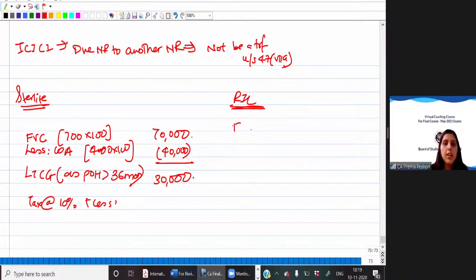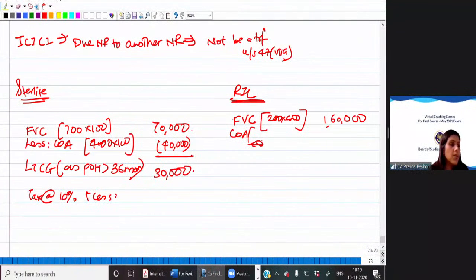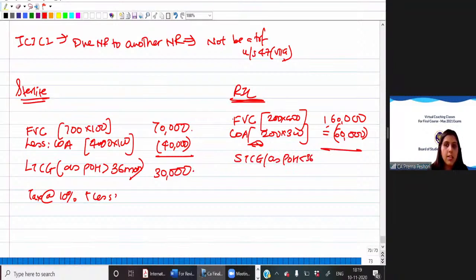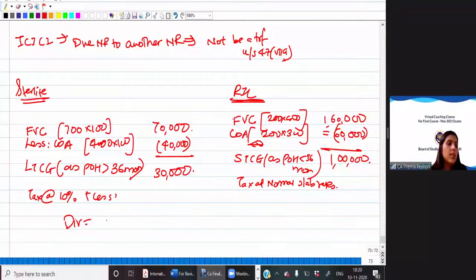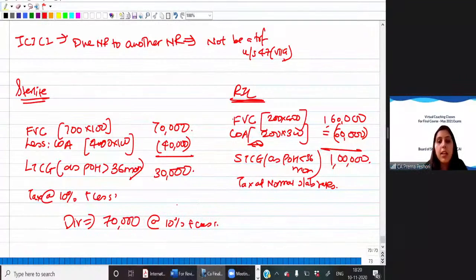What will be the case of Reliance? Reliance, what will be the full value of consideration? Again, it is transferred to a resident, right? So how many shares are sold? 200 into 800, 1,60,000. Cost of acquisition is 300, right? So that will be 60,000. And this will be the short-term capital gain as period of holding is less than 36 months. This will be 1 lakh. Clear? And this will be taxed at normal slab rates. Dividend of 70,000 at the rate of 10% plus cess. Is it clear? Any doubts?